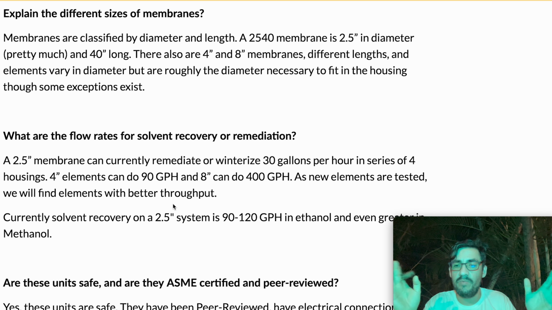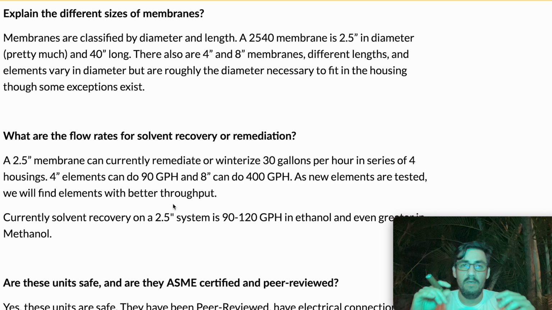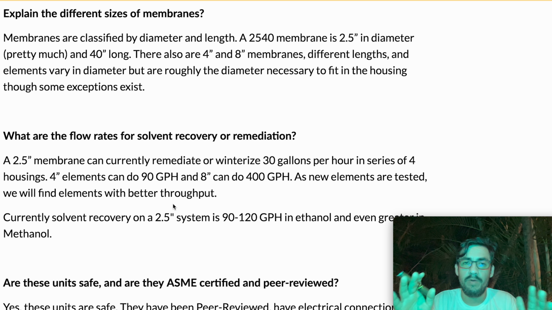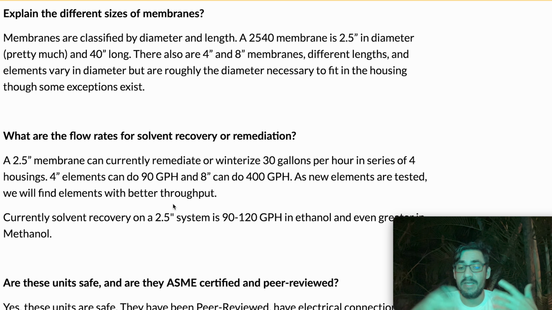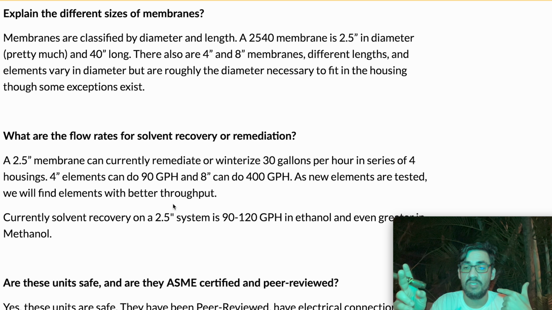So the different sizes of membranes, really simple. A 2540 membrane refers to the diameter of the membrane and the length. So a 2540 means 2.5 inches diameter by 40 long. You have 2580. You have 3838, which means 3.8 inches diameter by 38 inches long, so on and so forth. 4040, 4 inches diameter by 40 inches long. You get it?